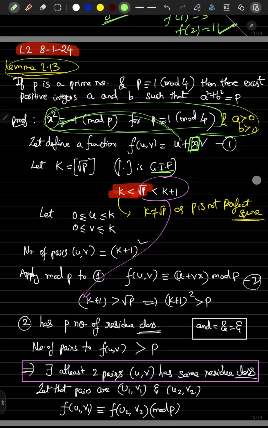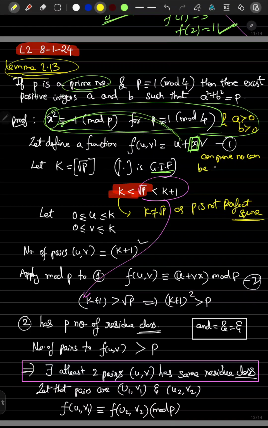This floor function, in our notation, is written as a box. How do you read this? Box of root p. Now tell me, what is p? P is a prime number. Okay, nice. So, can a prime number be a perfect square?